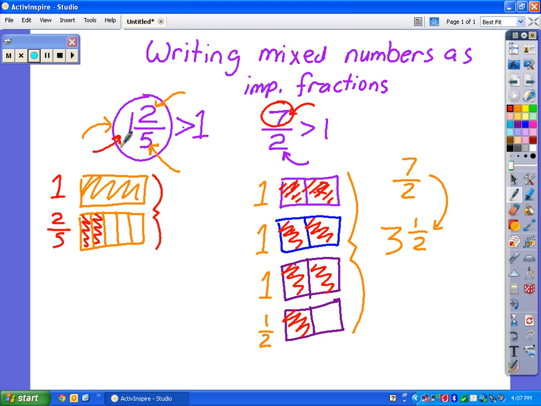If we want to write this as an improper fraction, all we're saying is we have to ask ourselves, how many fifths are in that 1 whole? Well, let's break it into fifths. 1, 2, 3, 4, 5. And so now in our entire model, how many fifths are there? We're going to go count our fifths. Well, if we count, we have 1, 2, 3, 4, 5, 6, 7. We have 7/5. So we can rewrite 1 and 2/5 as 7/5.